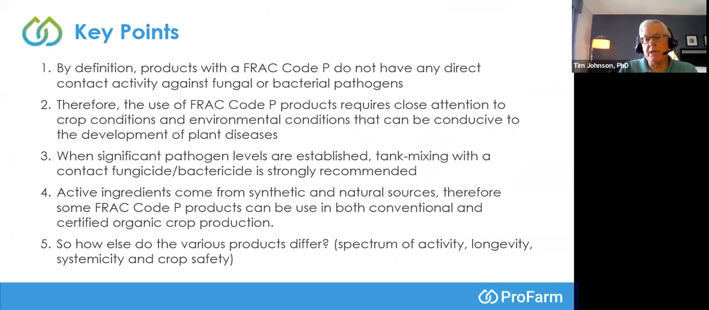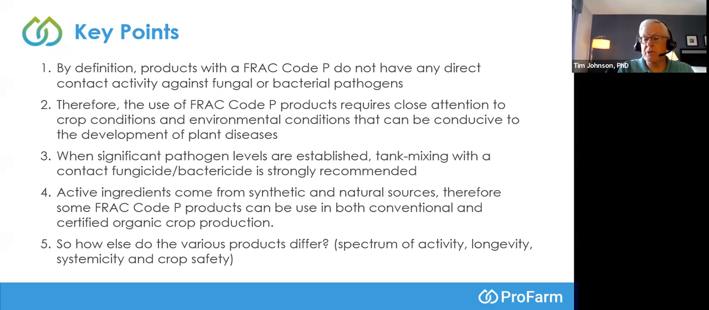So some key points at the beginning is that by definition, products with a FRAC code P, and that's what I'm going to talk about most of this presentation, do not in and of themselves have any direct contact in vitro type activity against fungal or bacterial pathogens. Therefore, that means they require close attention in terms of the timing, the crop conditions, and the environmental conditions for when they should be applied. And that means for the most part, they are preventative type products that should be applied before the disease is established or the very beginning of pest incidents.